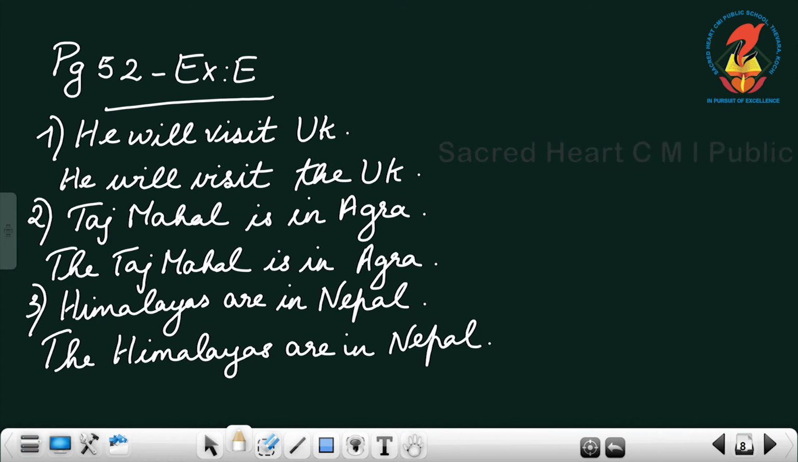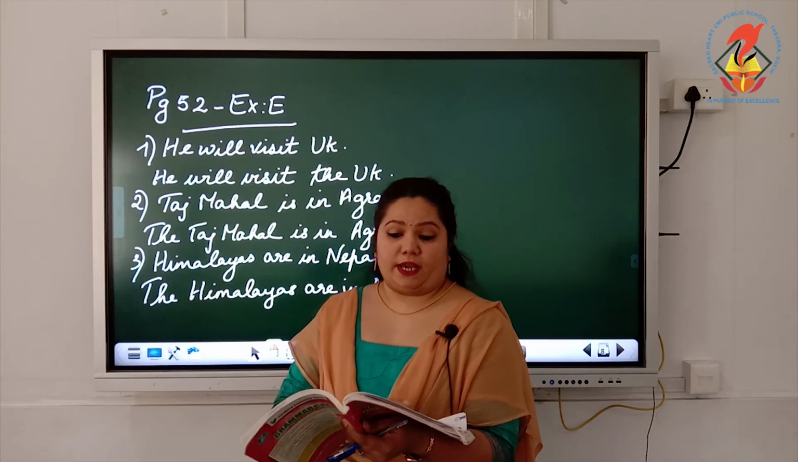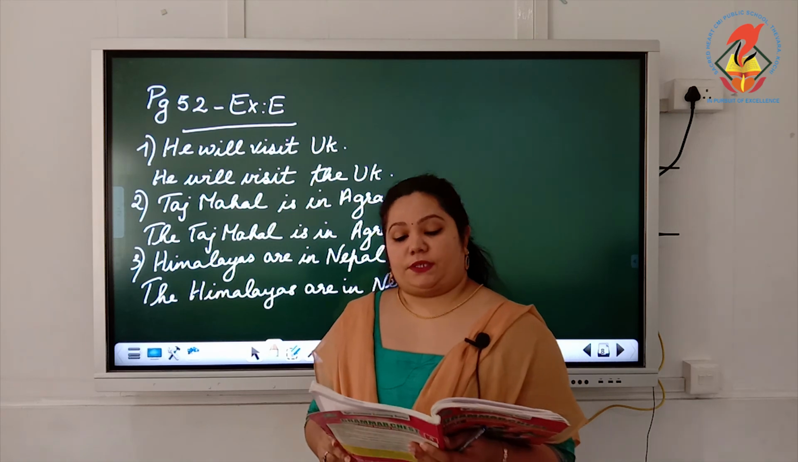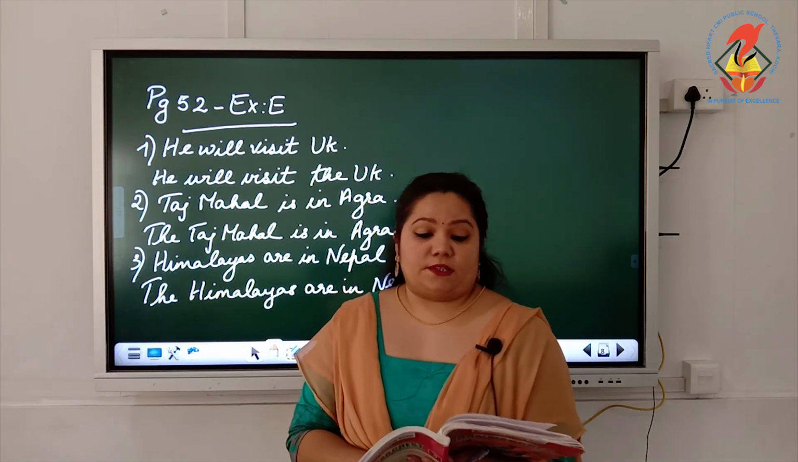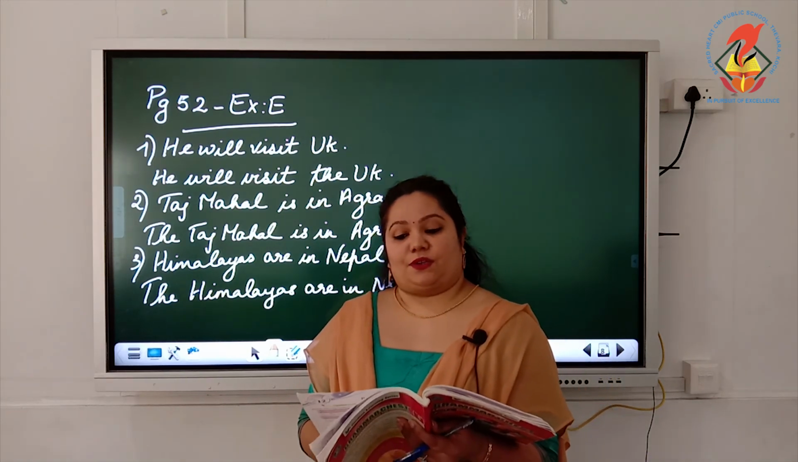Similarly, the next one, Taj Mahal is in Agra. We know it's a particular monument. We are speaking about a particular monument over here. So, the Taj Mahal is in Agra. Then the third one, Himalayas are in Nepal. Again, a particular mountain range. So, the Himalayas are in Nepal. Similarly, you have the other sentences, children. You are expected to do that. And also your exercise F, you have to do it as your homework.